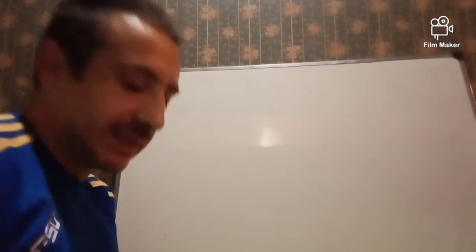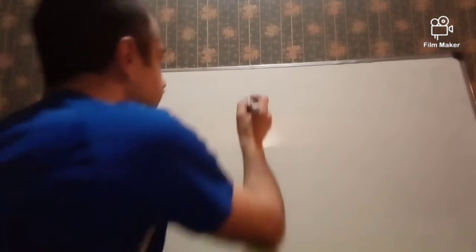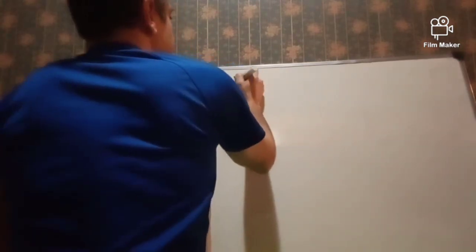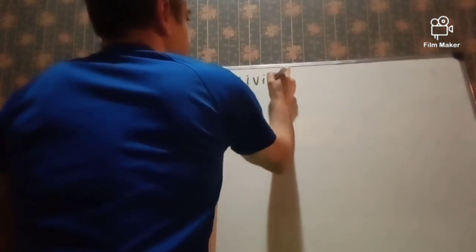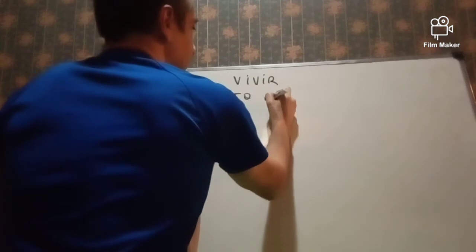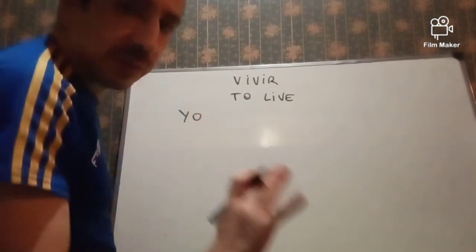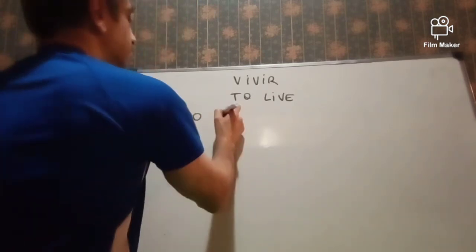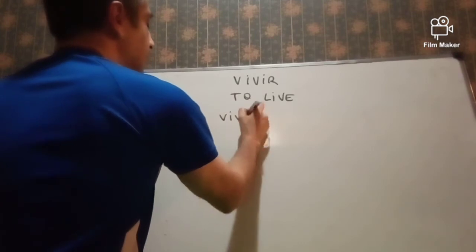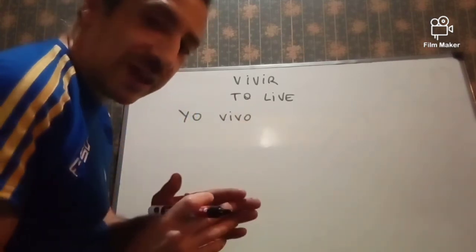So now we are going to see the new words and verbs that we've already seen. The verb, vivir, that means to live. Let's conjugate it. Always in the present tense for now. Yo vivo, it's regular.